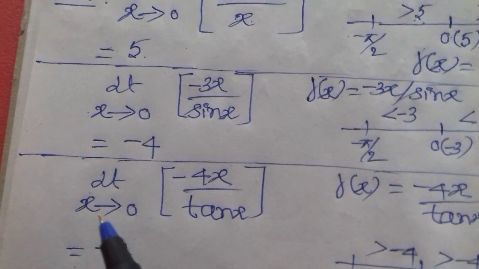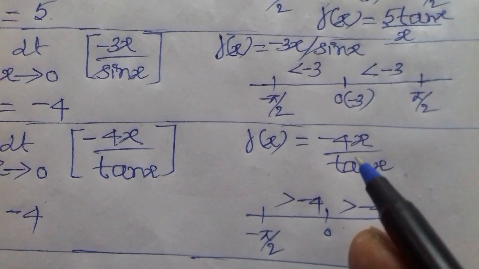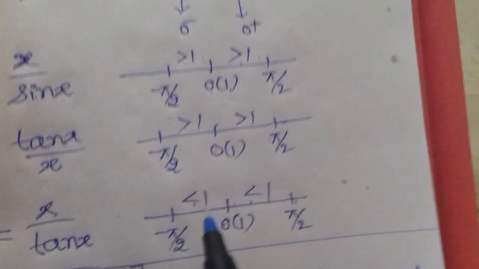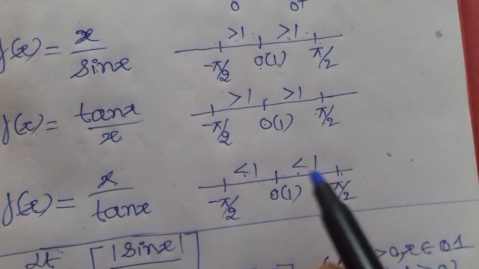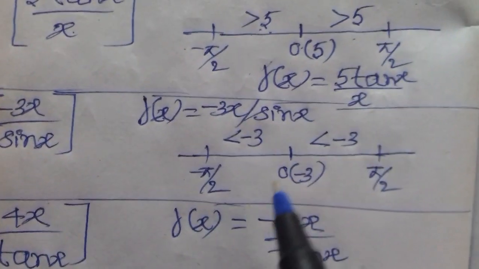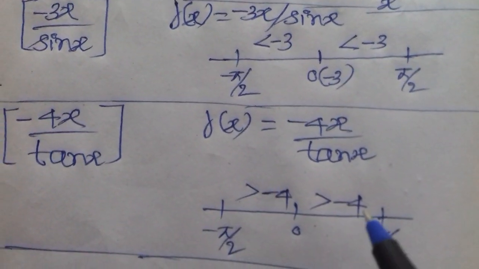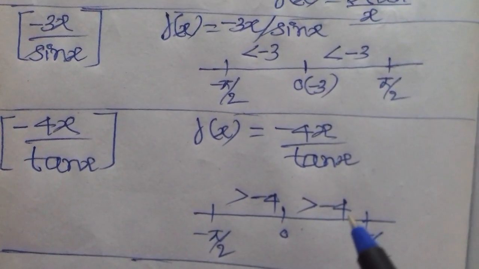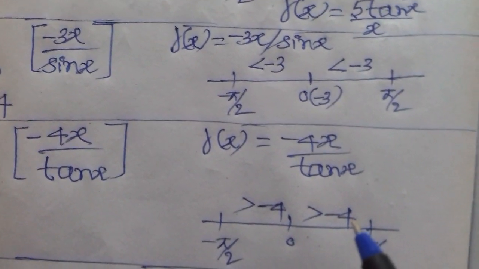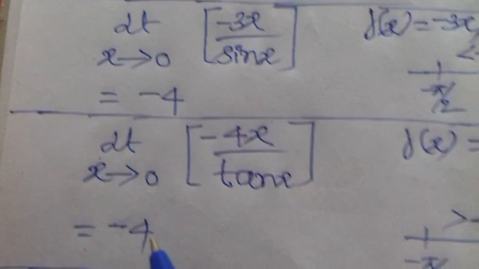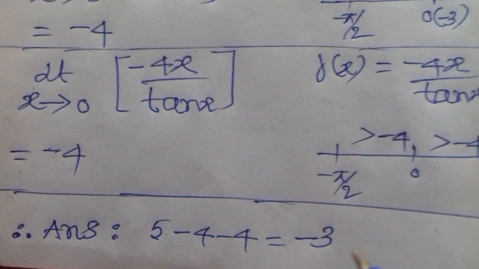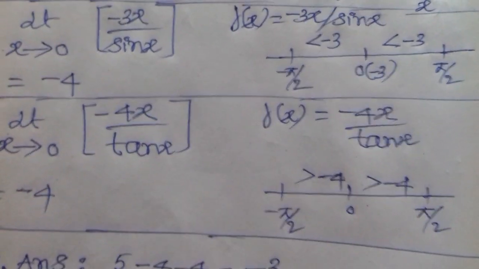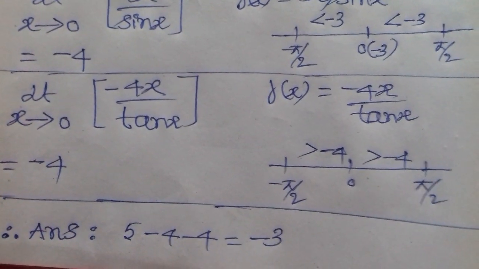Minus 4. Similarly, limit x tends to 0, step of minus 4x by tan x. So for this function you can easily write x by tan x is there. Multiply with minus 4. It will be greater than minus 4 on this side, and on both sides it is greater than minus 4 by a small quantity, like minus 3.999. So it will be minus 4. So the required limit will be 5 minus 4 minus 3, so minus 3.